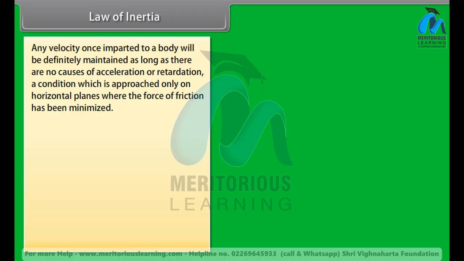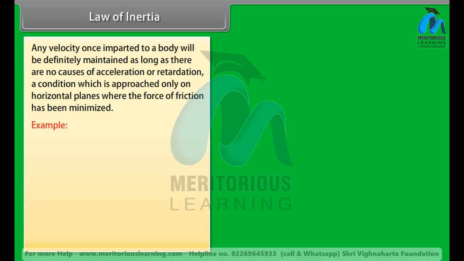Any velocity once imparted to a body will be definitely maintained as long as there are no causes of acceleration or retardation, a condition which is approached only on horizontal planes where the forces of friction have been minimized.